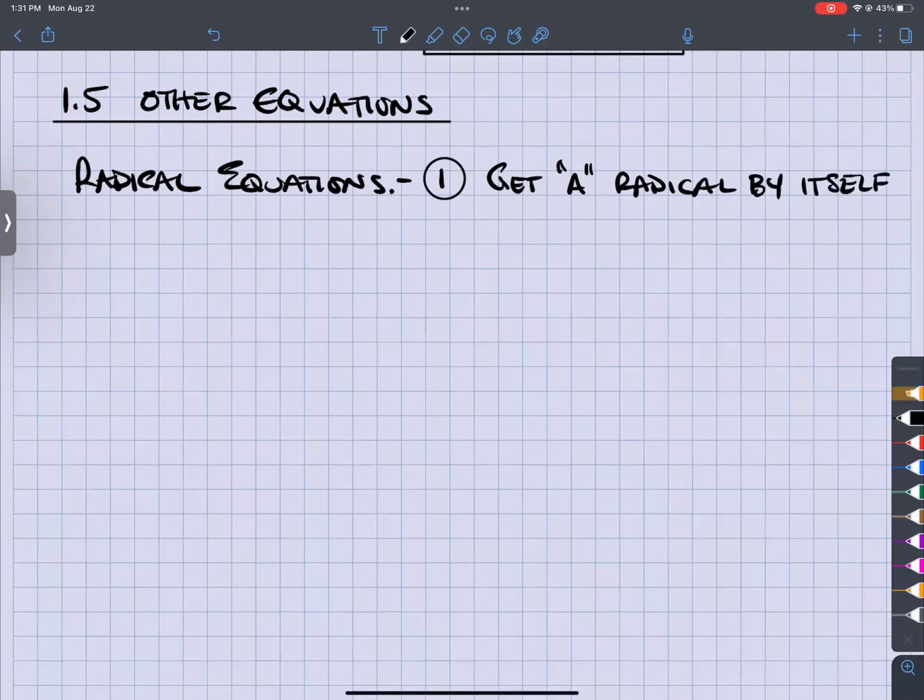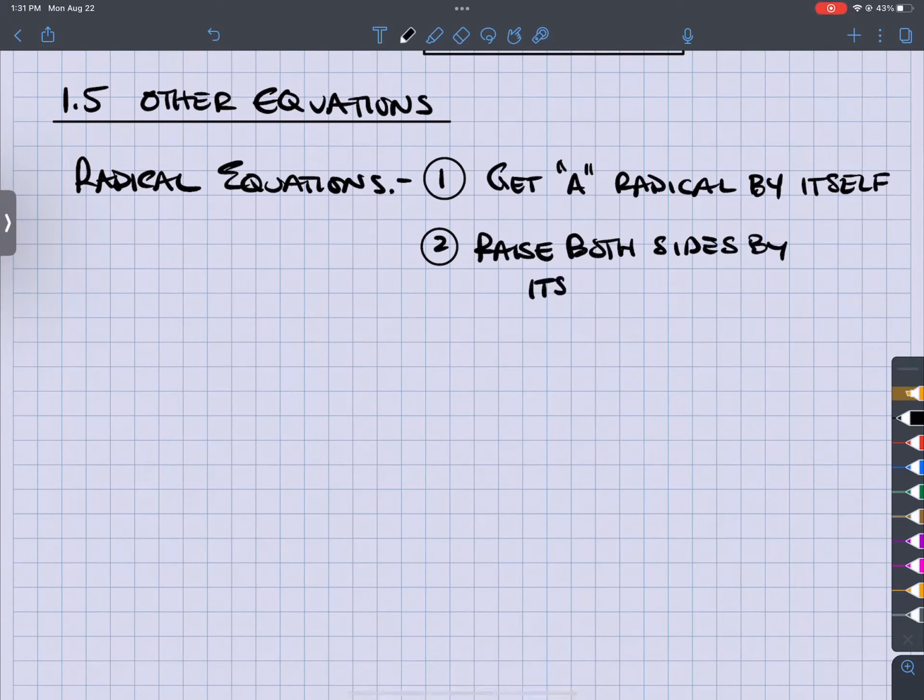And the reason why I said a radical is because what if I had two radicals in the equation? Right? What if I have three radicals in the equation? Get one of them by itself. Step two is raise both sides by its root or index.